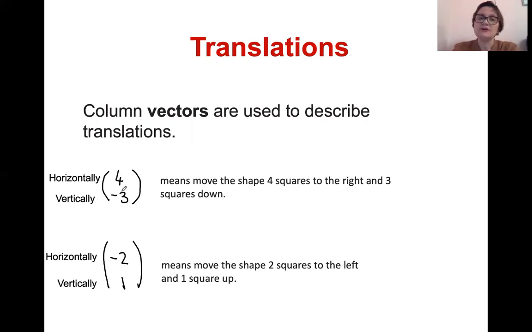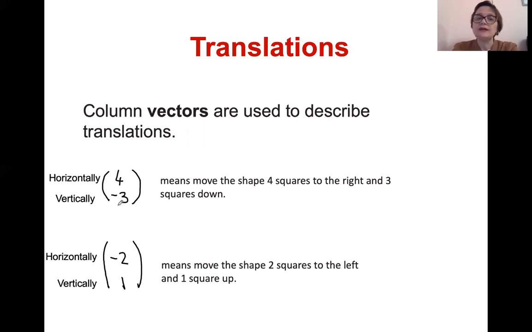All right? So remember, the first one shows units to the right or to the left, and the second one shows how many units or squares of the book or centimeters, so it depends on the problem, the shape is going to move up or down. If the number here is positive, the shape is going to move up, like this one here. But if the number is negative, the shape is going to move down.